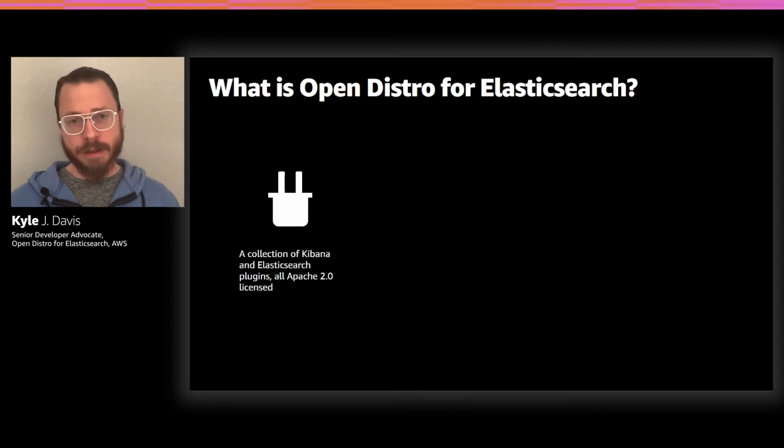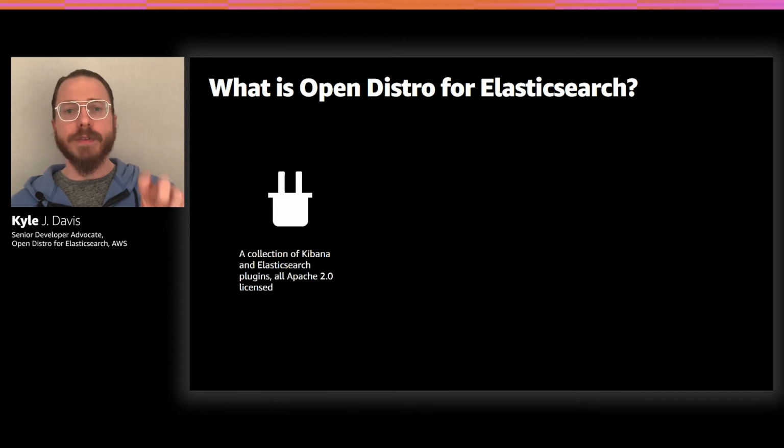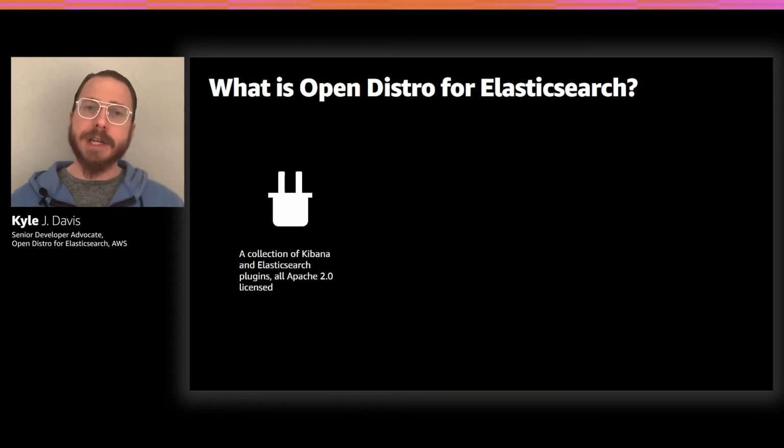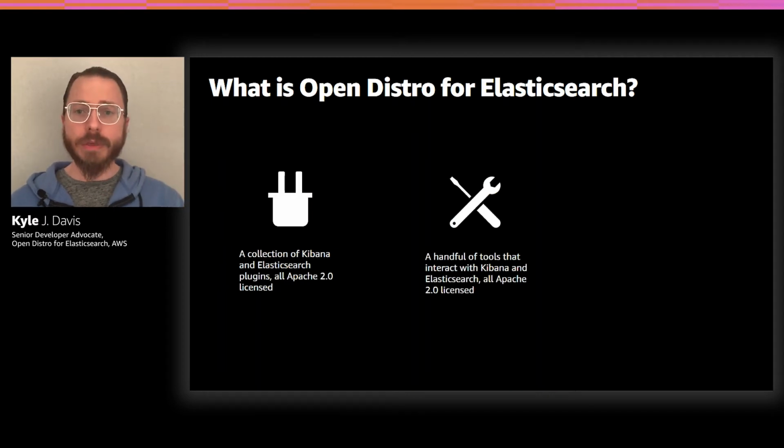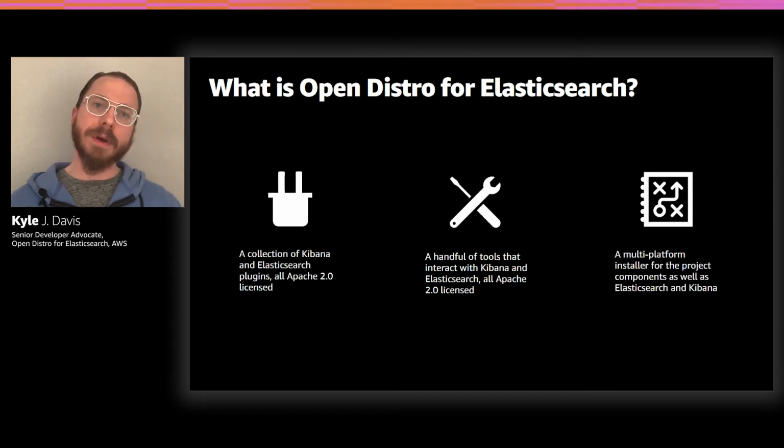And the same thing exists really for Open Distro for Elasticsearch. So basically, we're a collection of Kibana and Elasticsearch plugins that are all Apache 2.0 licensed. Then we have a number of tools that interact with Elasticsearch and Kibana, which are also Apache 2.0 licensed. And finally, a multi-platform installer, which enables you to take all this stuff that we're talking about, Kibana, Elasticsearch, the plugins that make up the distribution, and these tools, and puts them together so you don't have to configure all this yourself. So that makes up Open Distro for Elasticsearch.